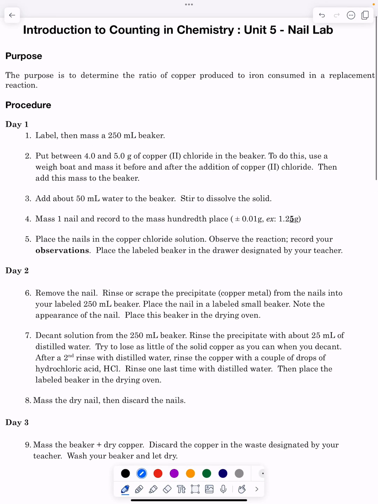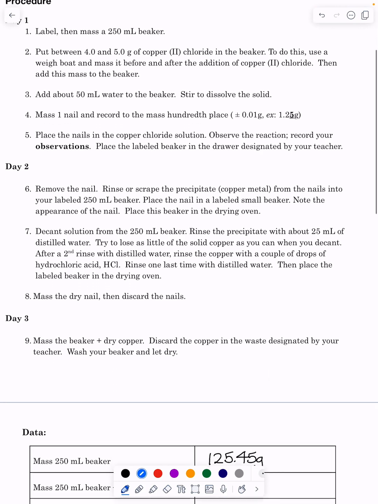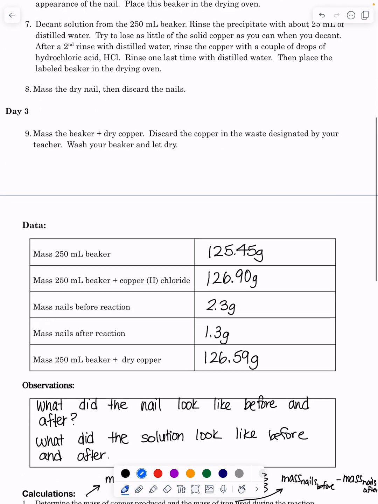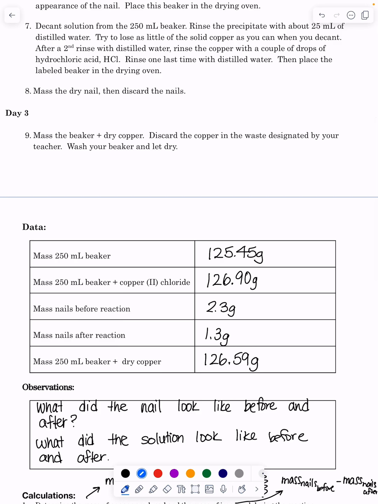All right, hey chemists, this is going to be a walkthrough help of you performing the calculations for the NAL lab. By now, you've done day 1 through 3 of this lab. You were able to get the mass of the copper and the mass of the iron and might have a similar data table to something like this.